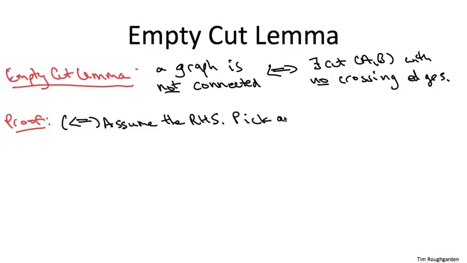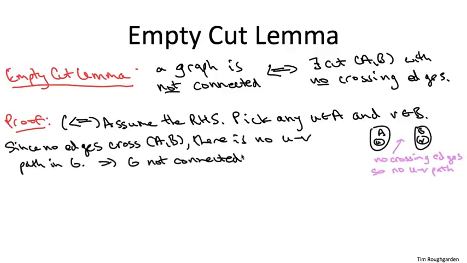The plan is to exhibit a pair of vertices that do not have a path between them, thereby certifying that the graph is not connected. So it's pretty easy to figure out which pair of vertices we should look at. Just take one vertex from each side of the cut, which has no crossing edges.